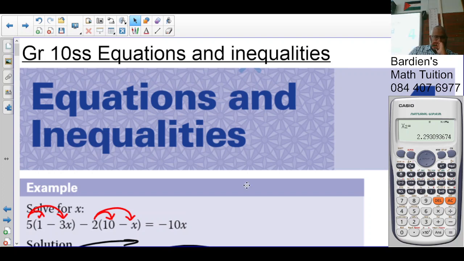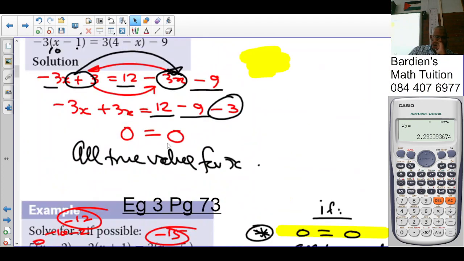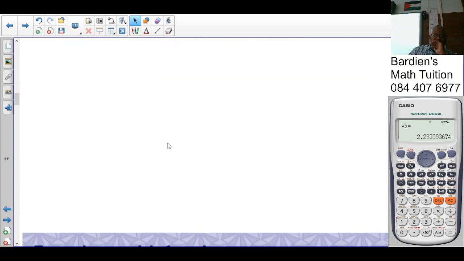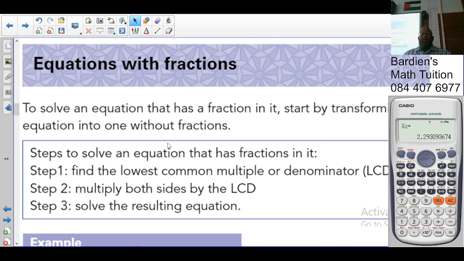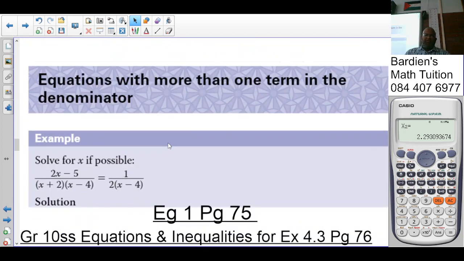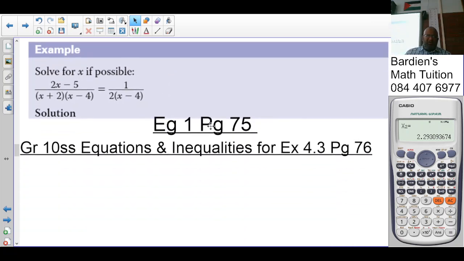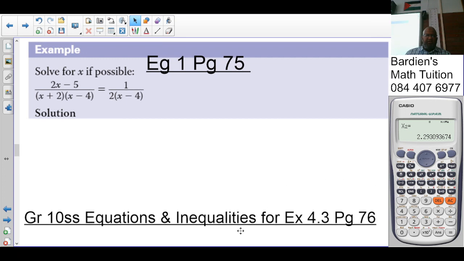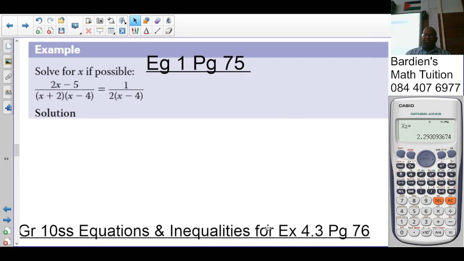Good afternoon, class. So today we're looking at equations and inequalities. We're looking at the examples. Equations with more than one term in the denominator. Okay. So this is example 1 on page 75, and this is the examples for exercise 4.3.